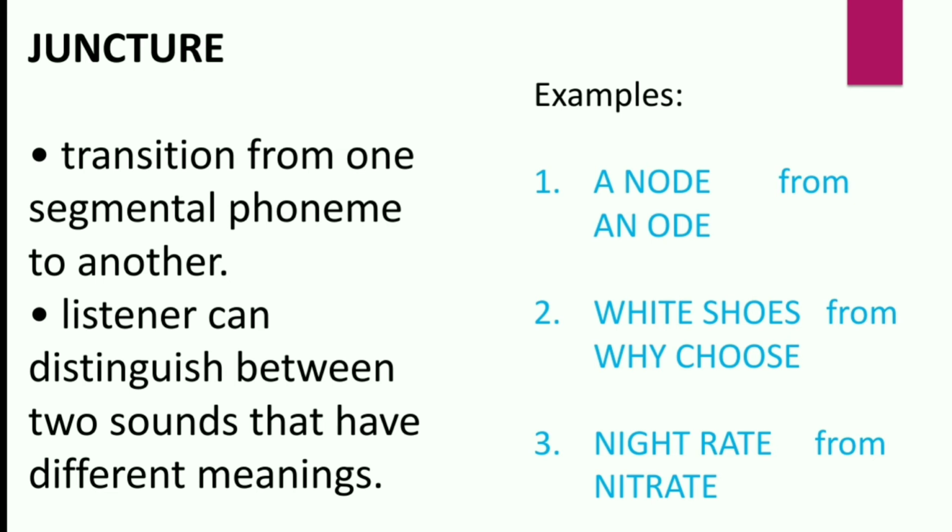Juncture is the transition from one segmental phoneme to another. The listener can distinguish between two sounds that have different meanings. For example, anode from an ode, white shoes from white shoes, nitrate from nitrate.